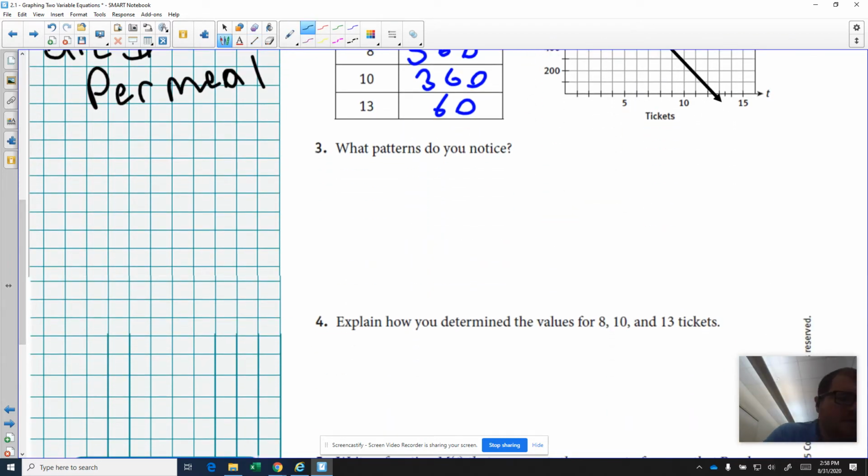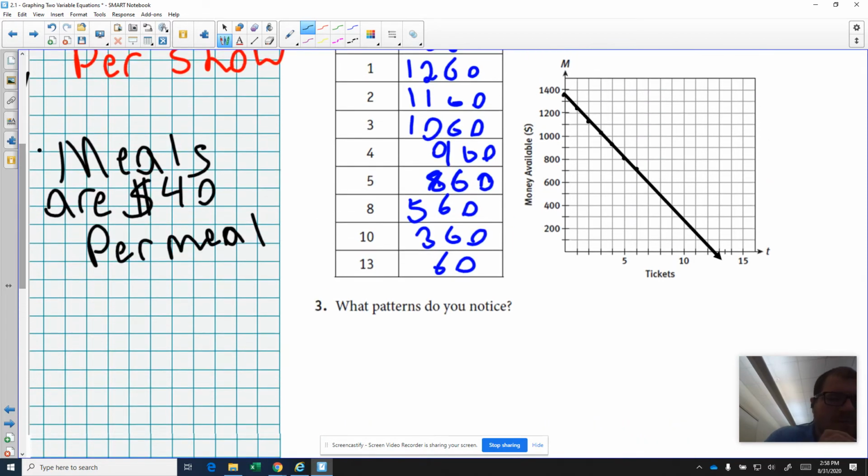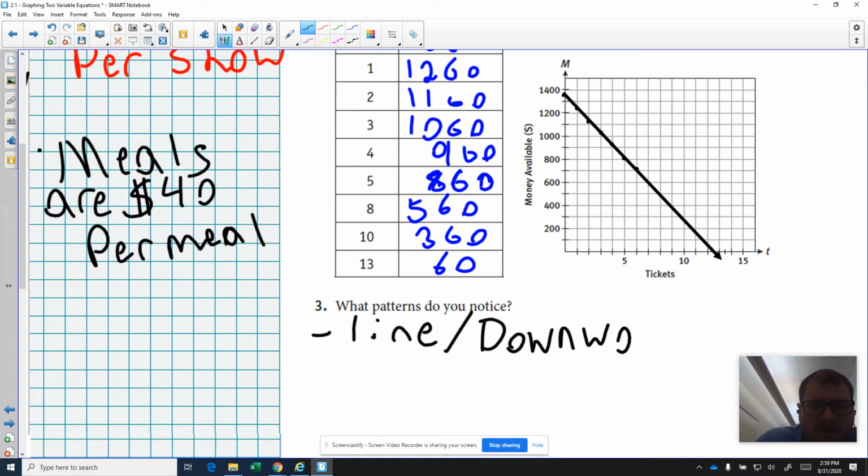For example, what patterns do we notice? Well, if I'm looking at this chart, obviously I can see it's a line, right? It's a line that's going downward. So we know that it's a line and it goes downward, right? I'm not increasing each time. With each entertainment or each performance or each ticket I buy, I'm actually decreasing.